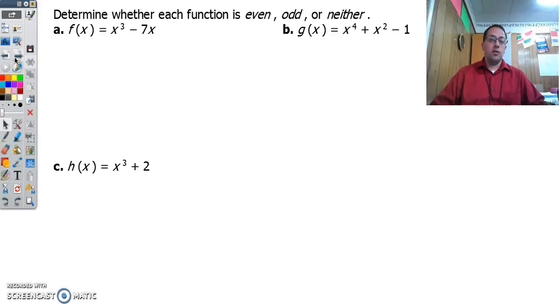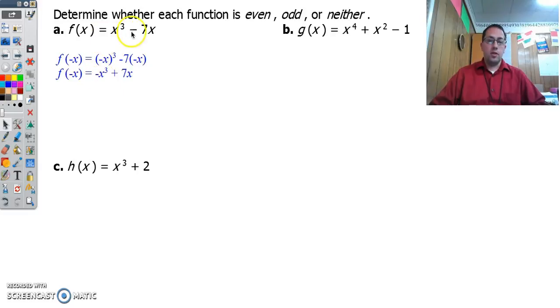Same thing can happen with functions. All right, so let's take a look at A. So we have f of x equals x cubed minus 7x. All right. Well, we're going to plug in negative x for x. So I have negative x cubed minus 7 times negative x. Well, a negative cubed is still negative, so I've got negative x cubed plus, and then a negative times negative, so plus 7x.